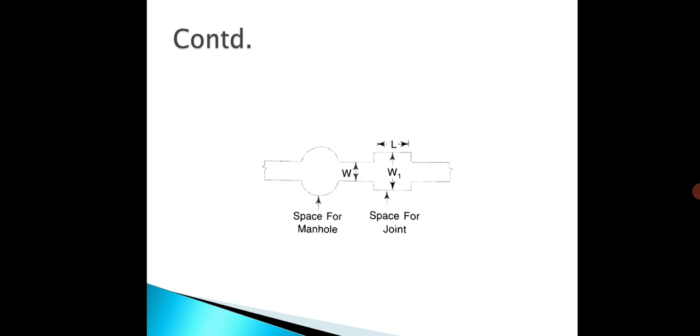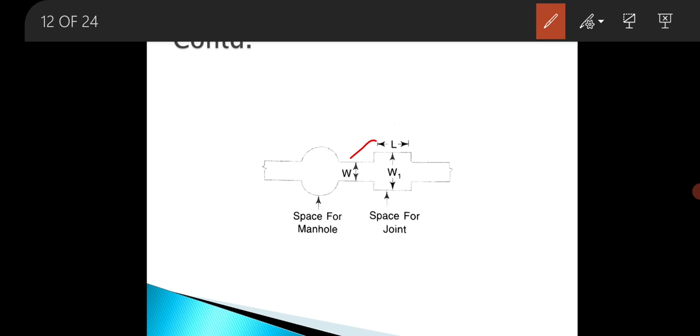Okay. So see, this is the W. W means it is the width of the trench. And this one is the space for manhole. And this W1 represents the width of the trench at the point of joining. So we have to provide the width as more than 60 centimeter than the external diameter.